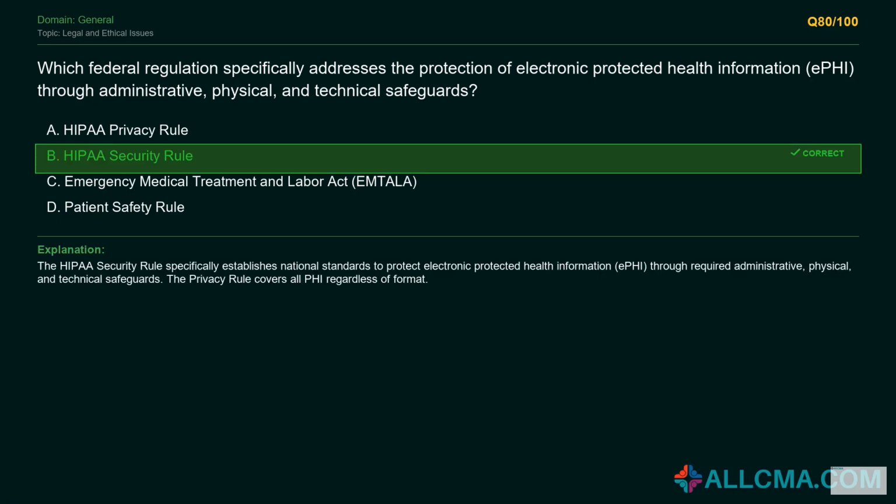The correct answer is B. The HIPAA Security Rule specifically establishes national standards to protect electronic protected health information, EPHI, through required administrative, physical, and technical safeguards. The privacy rule covers all PHI regardless of format.